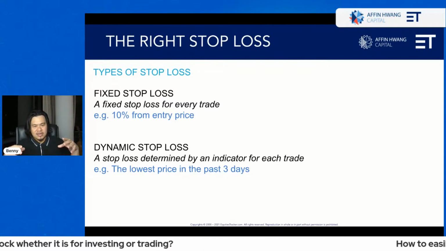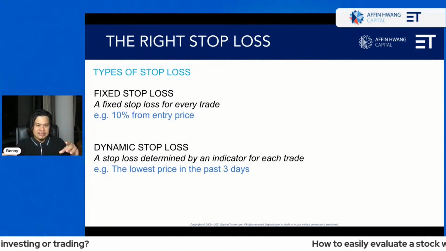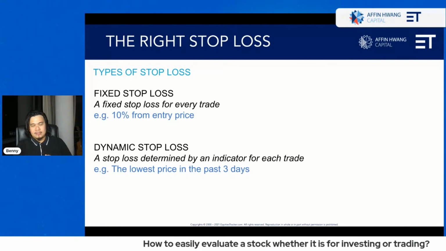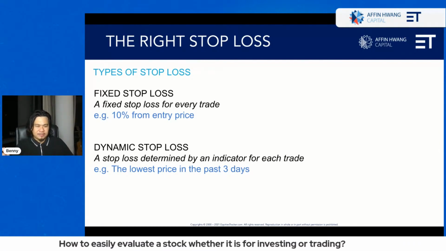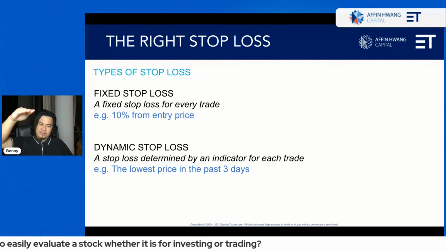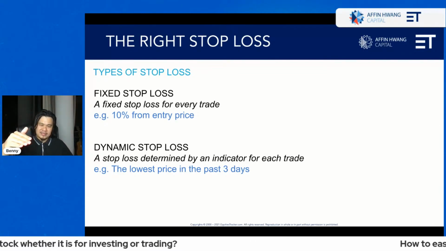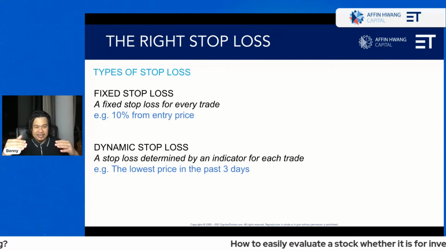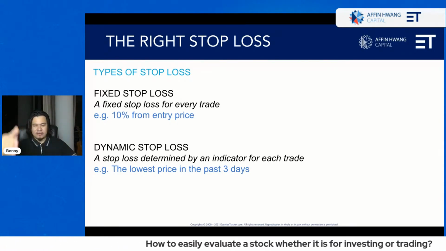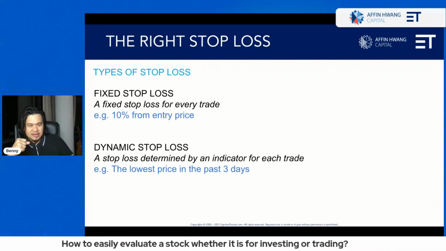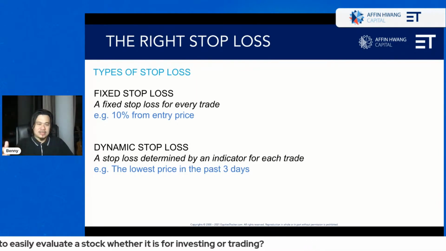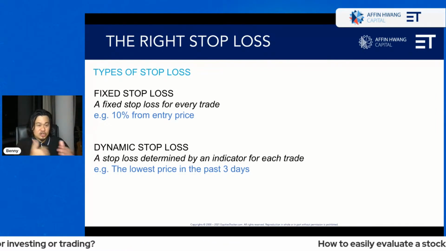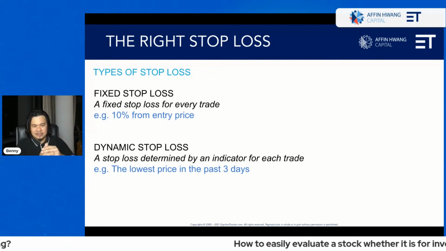Okay, and then there's another thing called a dynamic stop loss. The stop loss is determined by an indicator for every single trade that you do. Okay, you could use a trend line, for example, or in this case, you could use, let's say, if the price falls to the lowest in the past 3 days, I'm going to sell. All right, so I'm using an indicator here to determine my stop loss. So for every counter you trade, you use different indicators. Right? Or I could use, if the stochastic crosses downwards, I'm going to set my stop. Right? It can be many different indicators, but it's not fixed. Okay, not like a 10% stop loss all the time.